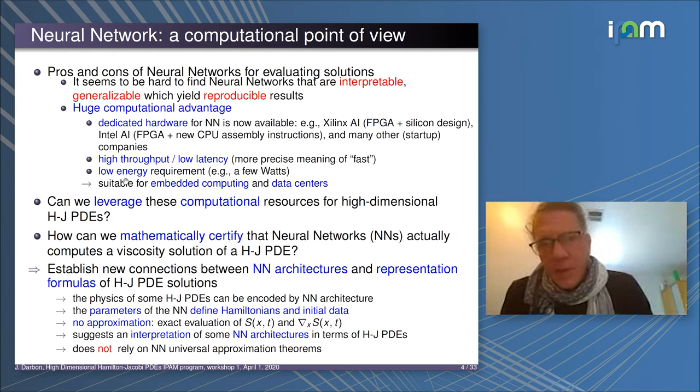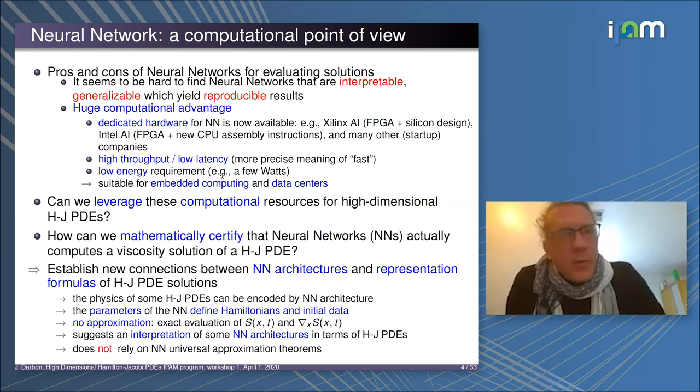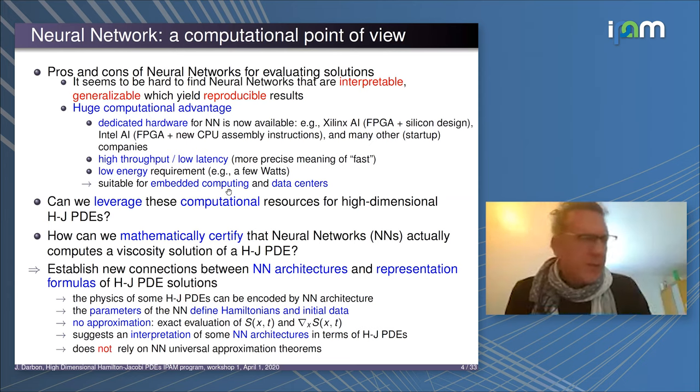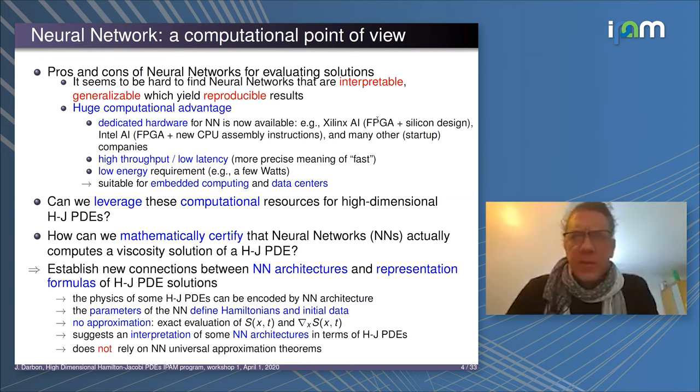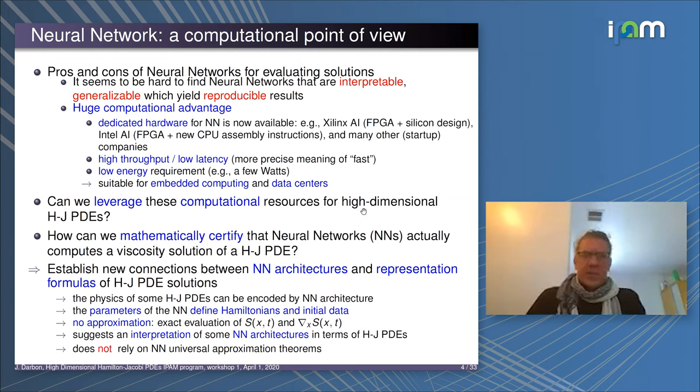One of the key things is that those chips are very efficient in terms of energy. You only need a few watts to evaluate those neural networks, compared to most probably hundreds of watts if you are using a CPU or a GPU. And I'd like to mention that those chips are used not only for embedded computing, for instance, you have those chips in your phone, but you can also use FPGAs, for instance, in Amazon to do those computations.